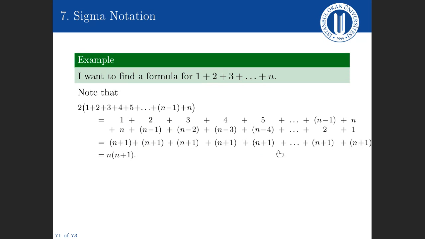How many do we have? We have n of them, n times n plus 1. Then all I need to do is divide by 2. The formula that I'm looking for is n times n plus 1, divided by 2.